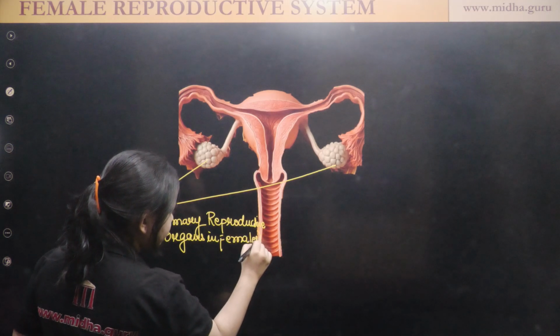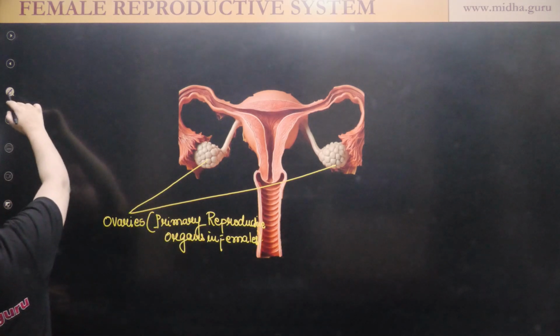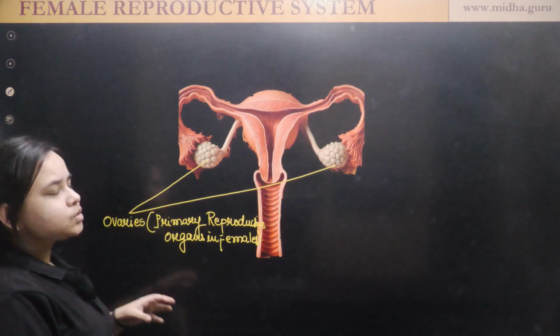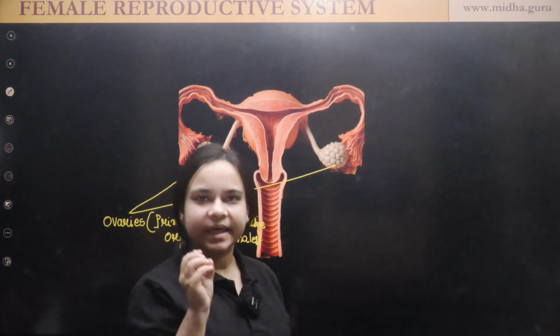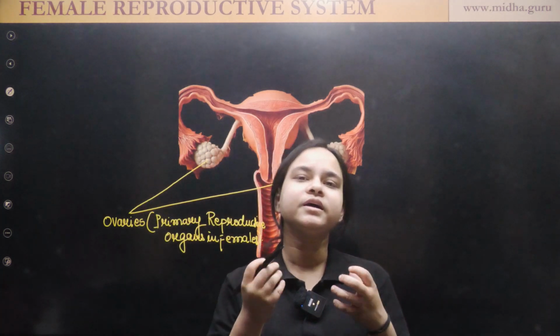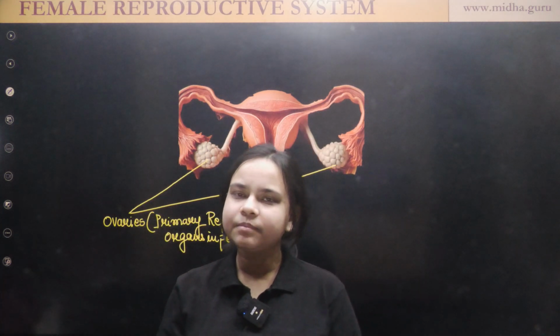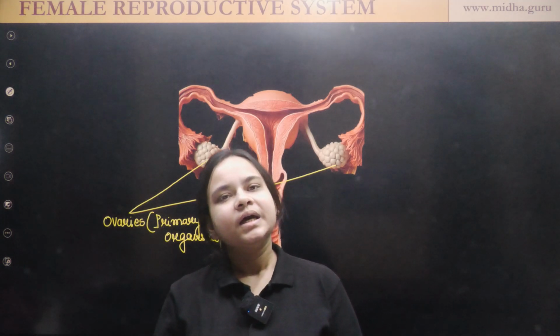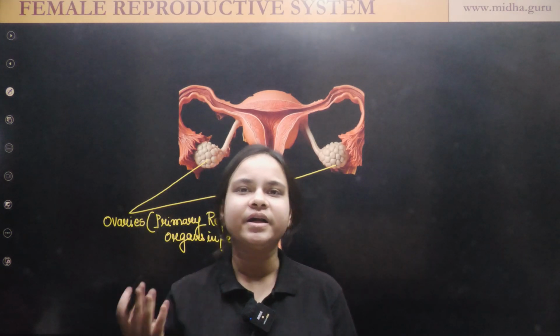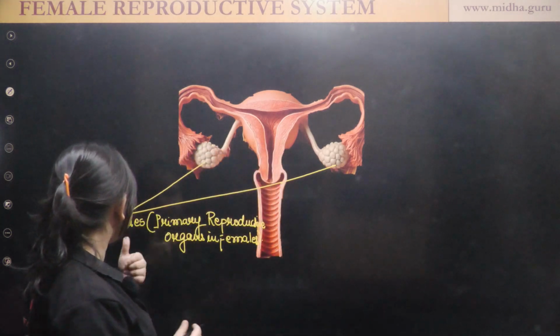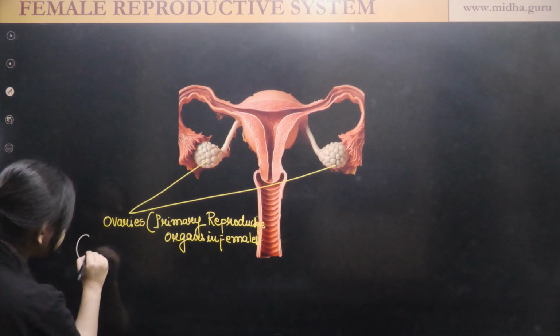Fine. Now what do they do? They produce ovum. Now what is an ovum? Ovum is a female gamete, or we can say it's a reproductive cell. What do we understand by a reproductive cell or a gamete? The cells which participate in the process of fertilization so that a new individual can be created or continued. So these ovaries produce ovum.